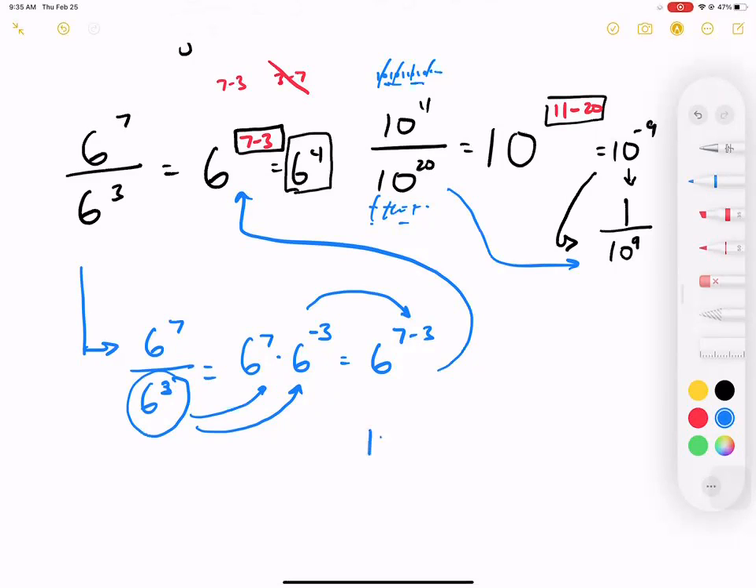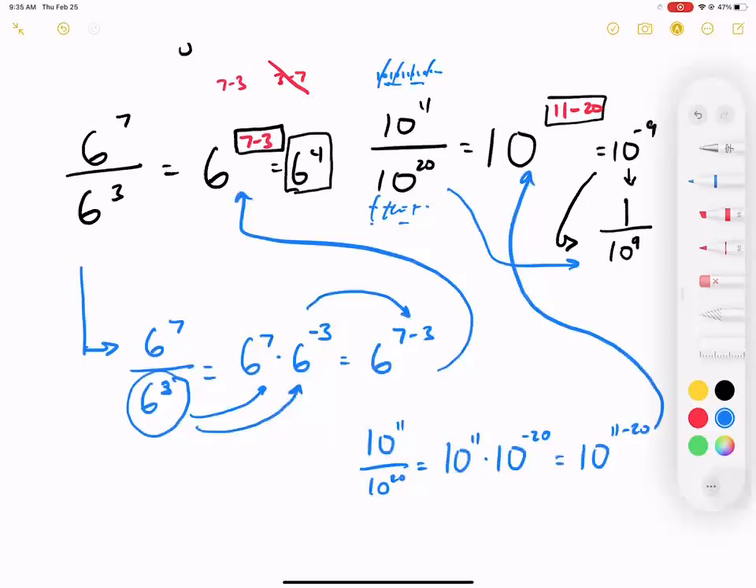If I wrote 10 to the 11th power over 10 to the 20th power, this can be really written as 10 to the 11th times 10 to the, what type of 20 is that? Since I'm going to move it on top, it's become a negative 20. And since we're multiplying powers, we are adding exponents. So 10 to the 11 minus 20, which is exactly what we said here, is really subtracting our exponents.